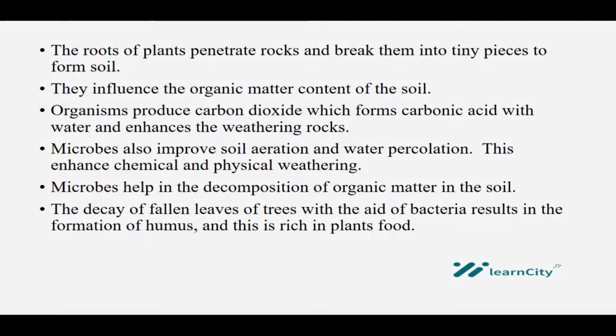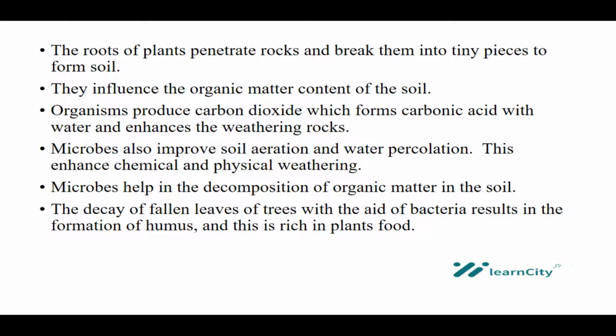The roots of plants penetrate rocks and break them into tiny pieces to form soil. Roots of some plants, like some of our permanent crops, like our cashews, our mangoes, and our oil palm, are always long and thick, and once those roots penetrate into the rocks, they break them into tiny pieces. They influence the organic matter content of the soil.